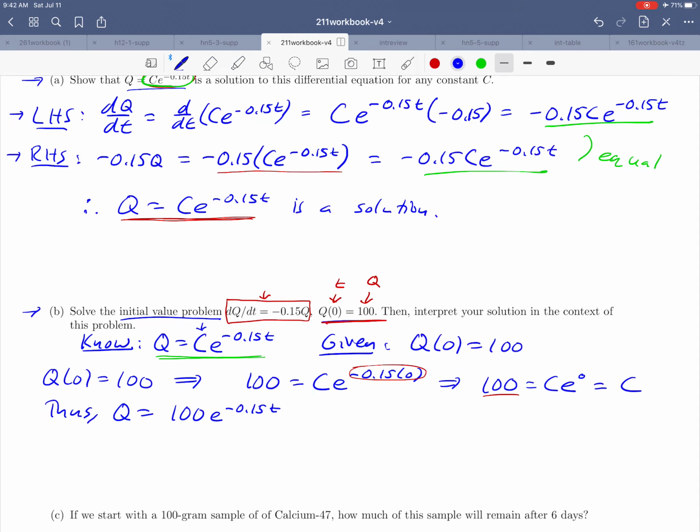We've actually completed the first part of the problem. They also asked us, though, to interpret this solution. What does that function mean? Let me just finish this statement first: the solution to the initial value problem. What does that really represent?